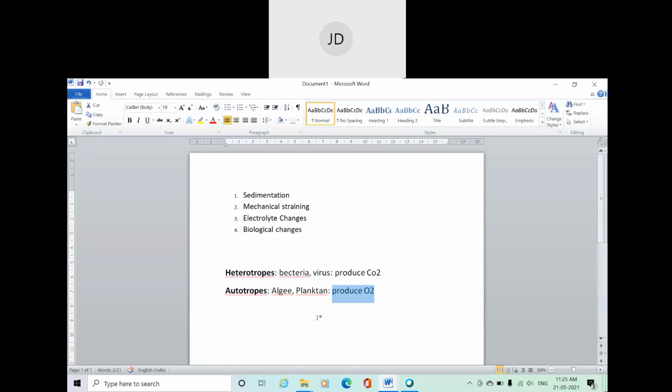So this is all about the biological process of water treatment. You have to know the basic, or the hidden operation behind what we mean by biological changes. Okay, I hope you have got the idea, right?